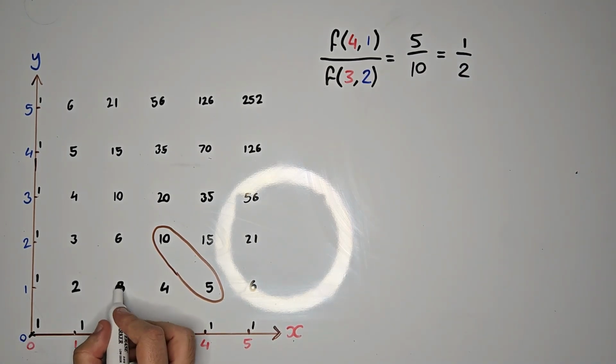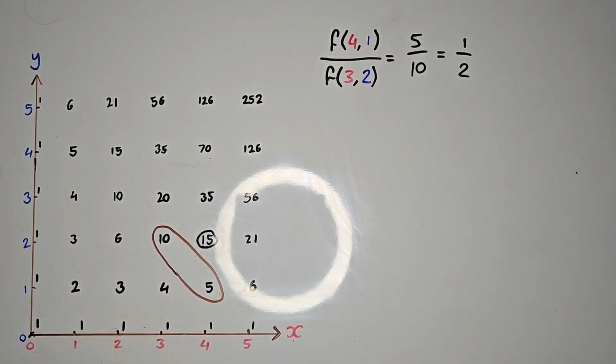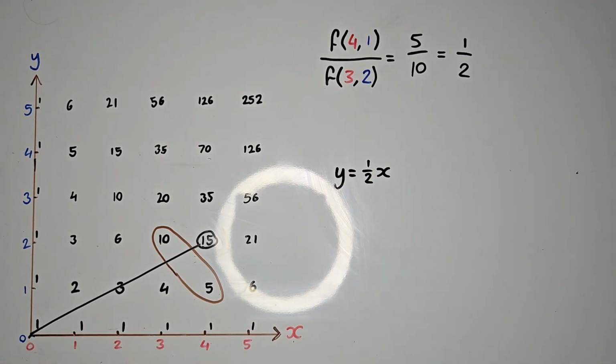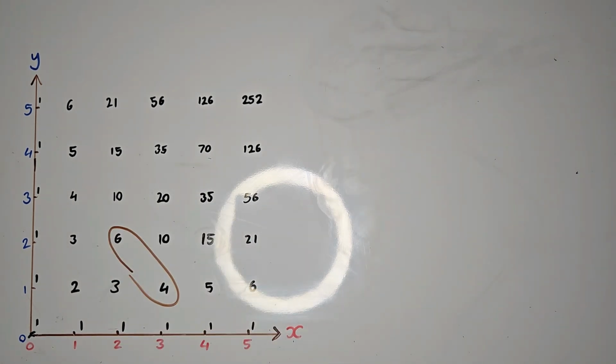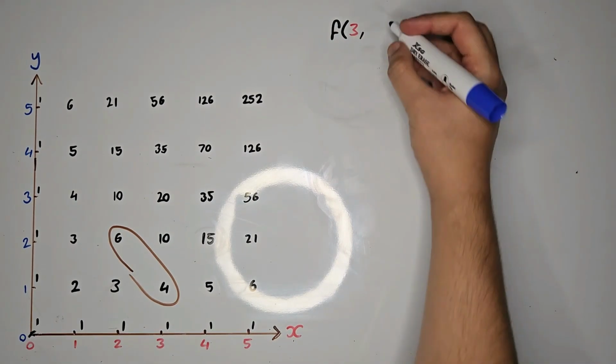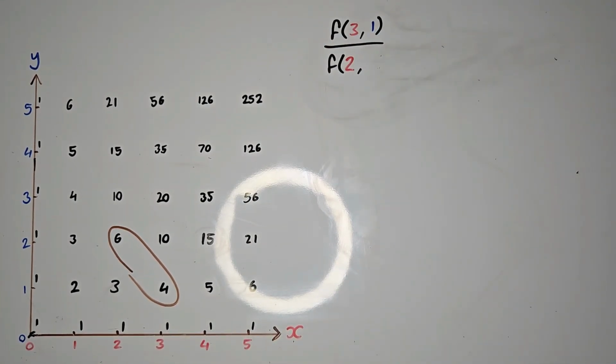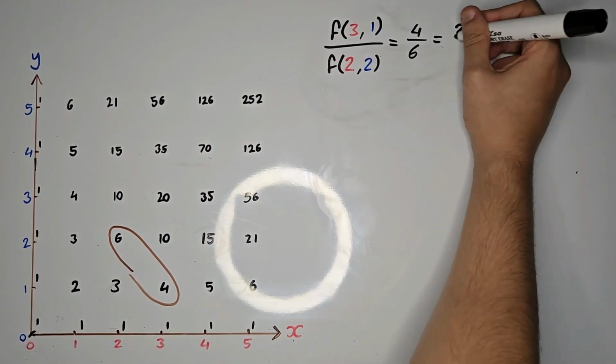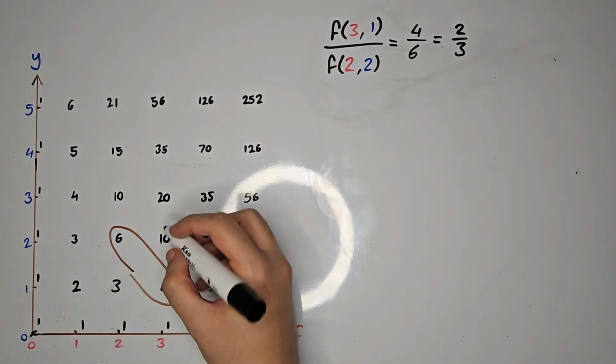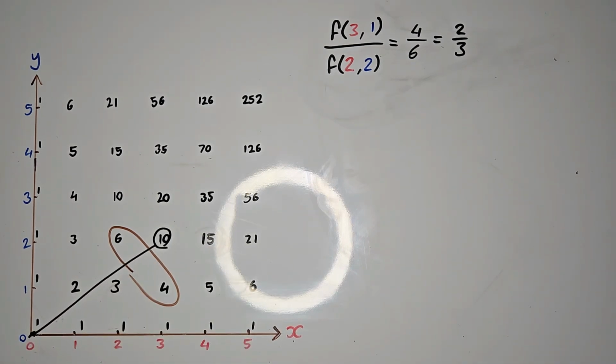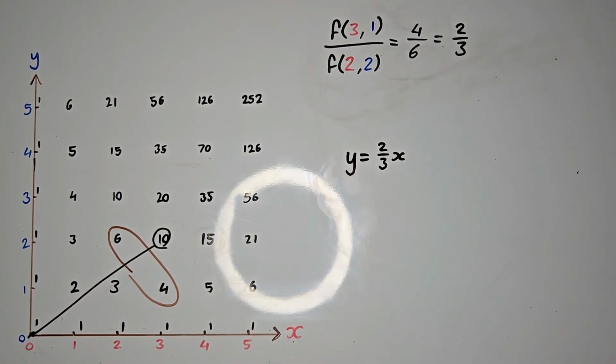From here, if we mark the child at the point 4, 2, and draw a line through this point and the origin, we can see the equation of this line is y equals 1/2 x. And we see that the gradient of this line is equal to the ratio between the two numbers 5 and 10. Looking at another example, 4 and 6, we see that f of 3, 1 divided by f of 2, 2 is equal to 4 divided by 6, or 2/3. And again, the equation of the line that passes through the origin and their child at the point 3, 2 is y equals 2/3 x. Also in this example, the gradient equals the ratio.